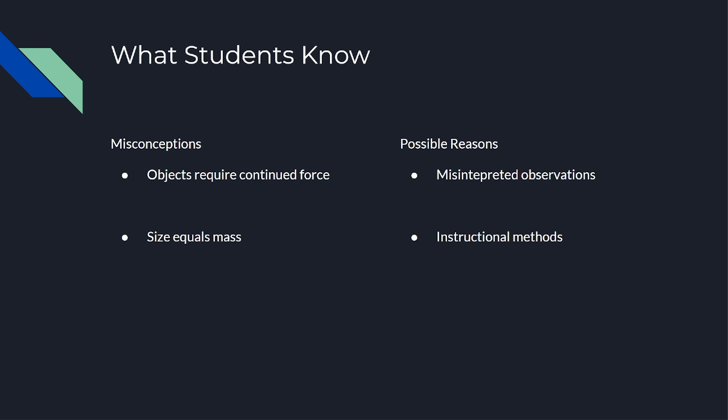A possible reason for this is misinterpreted observations. They see a car moving, but if you let go of the gas pedal, it stops. Or a ball is thrown into the air, comes back down, and stops moving. Based on most experiences on Earth, objects stop moving if nothing is pushing them. So it seems reasonable to say, okay, they're not moving, so they require continued force to move.